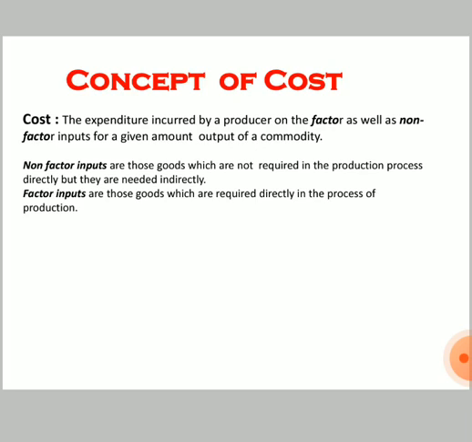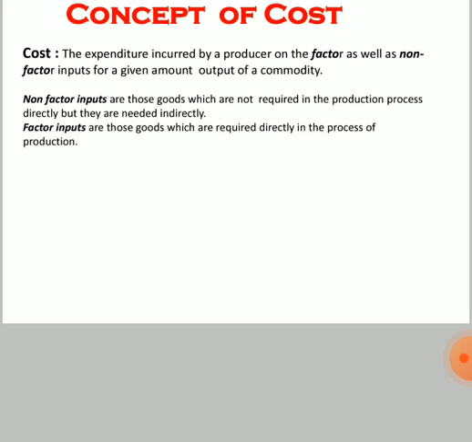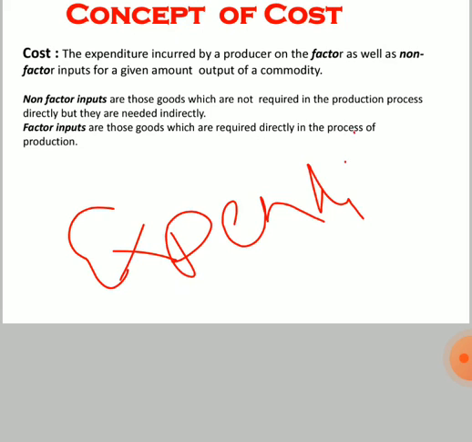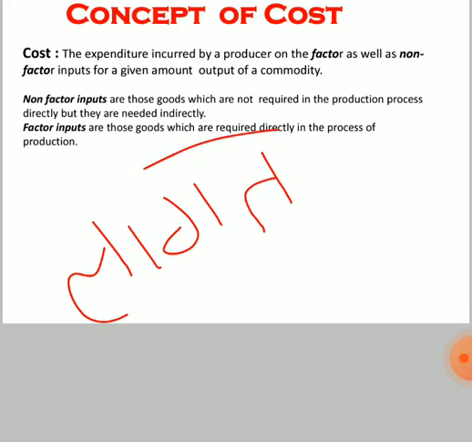It is a simple word which we all see, which we all use in our daily life, okay. So cost means the expenditure, okay, or we say in Hindi it is called lagat. The proper word for Hindi students is lagat, okay, and in English we call it cost. So it is the expenditure made by the producer, which a producer spends on factor as well as non-factor inputs, okay. Why? For producing the good, for producing a product, okay.